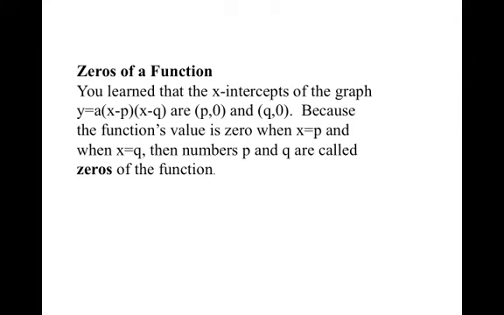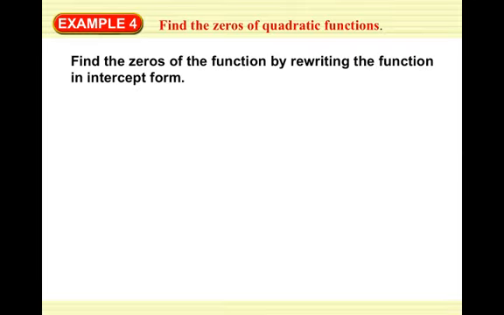Okay, so because the function's value is 0 when x equals p and x equals q, so when x equals p, the function equals 0. When x equals q, the function is 0. Then the numbers p and q are called the zeros of the function. Find the zeros of the function by rewriting the function in intercept form. So we have y equals x squared minus x minus 12, and y equals x squared plus 12x plus 36.